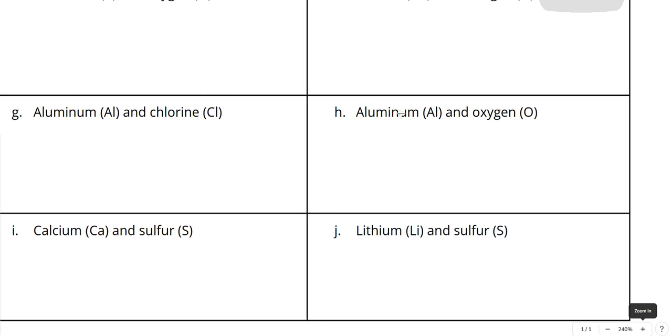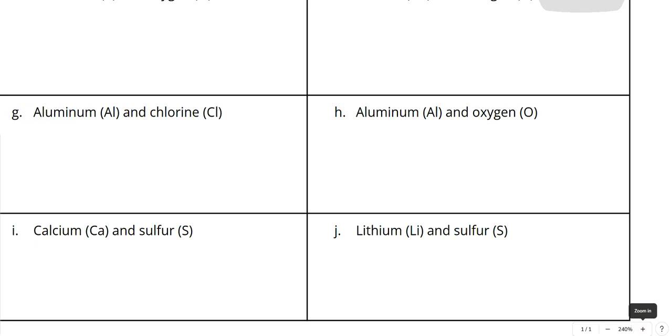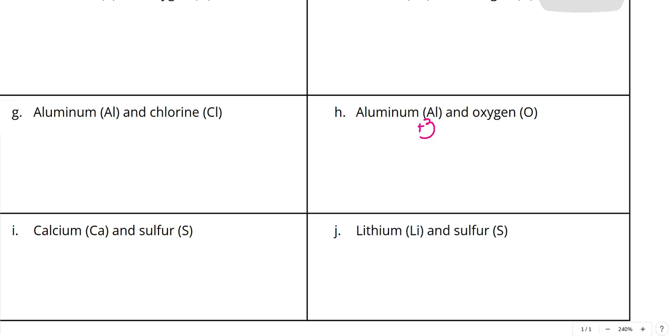All right, the first step is always the same. Aluminum is in group 13. It has 3 valence electrons. It's easiest for it to lose those 3 valence electrons. It becomes +3. Oxygen, we know, is in group 16. It has 6 valence electrons. It will become a -2 charge.